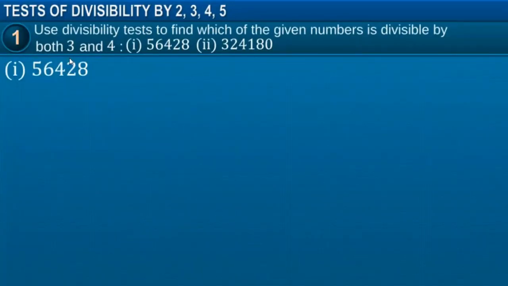Now if you are checking the concept of 4, that is 28. 28 is in the table of 4. So we can say that this is divisible by 4. Yes, divisible by 4. Okay.